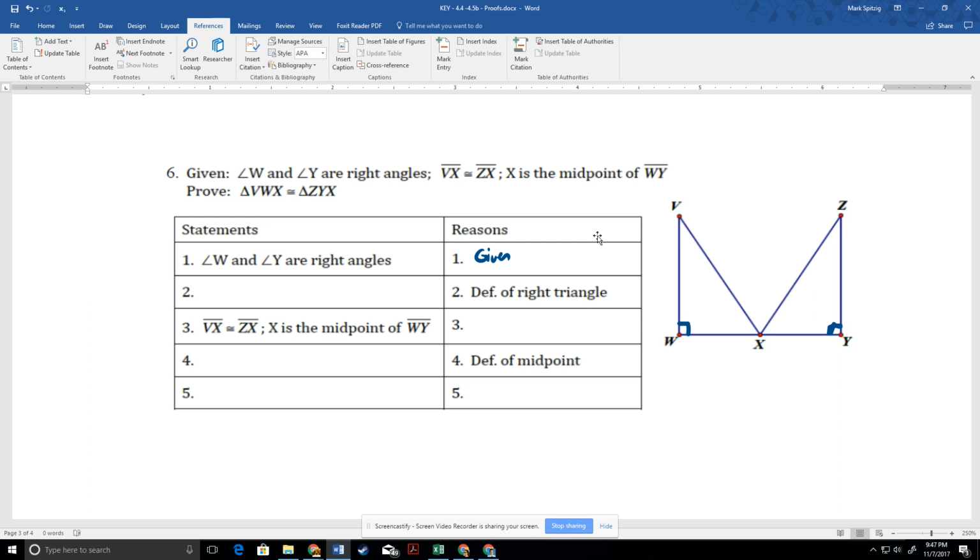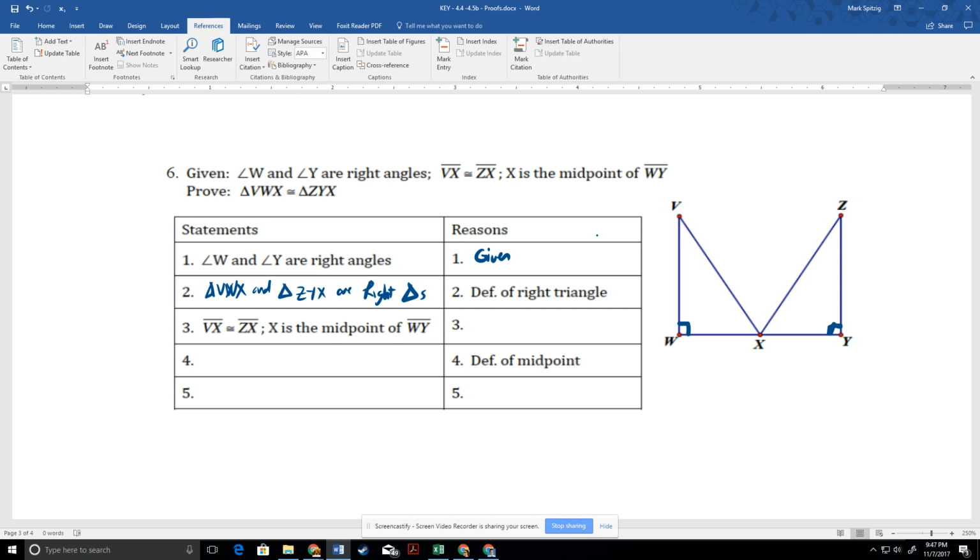So if you know where you're going with this, then you'll know what you have to prove. In this case, with these 2 right angles there, we could say triangle VWX and triangle ZYX are right triangles. That's the definition of a right triangle, right? A triangle is a right triangle when it has a right angle. So in step 1, they're right angles, therefore those are right triangles.